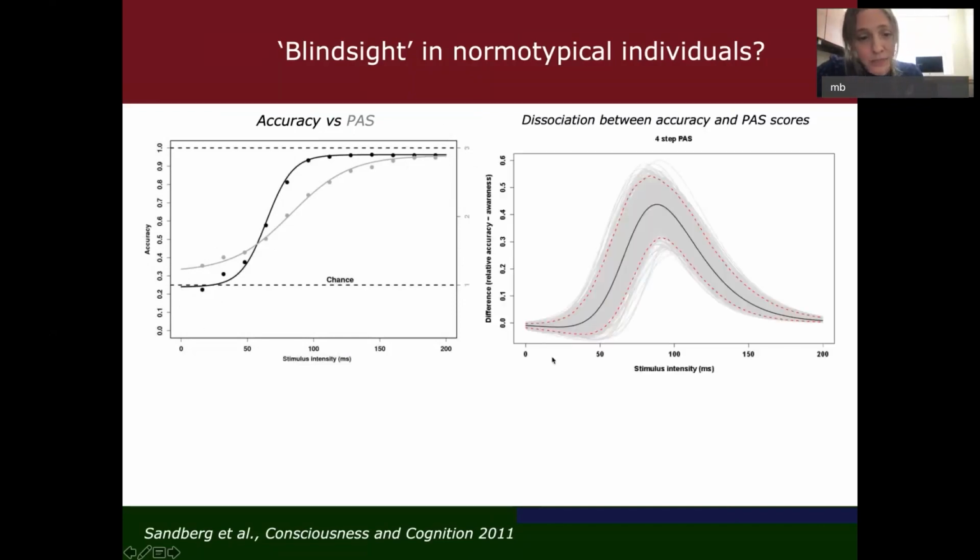And Christian Sandberg had done some very interesting other analysis of dissociation between consciousness and behavior, and actually showing that if you're completely unconscious, at the lowest stimuli intensity, there is no dissociation between consciousness and awareness, which means there is no evidence for unconscious processing in this case.